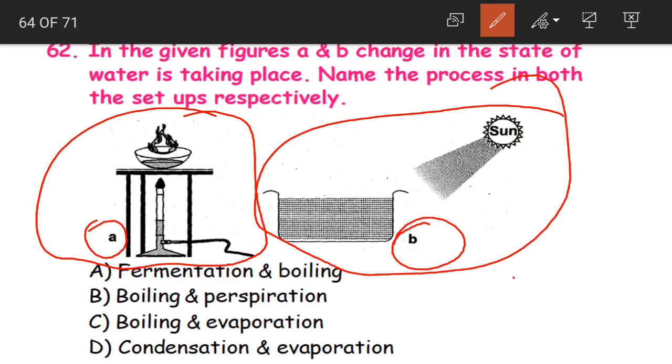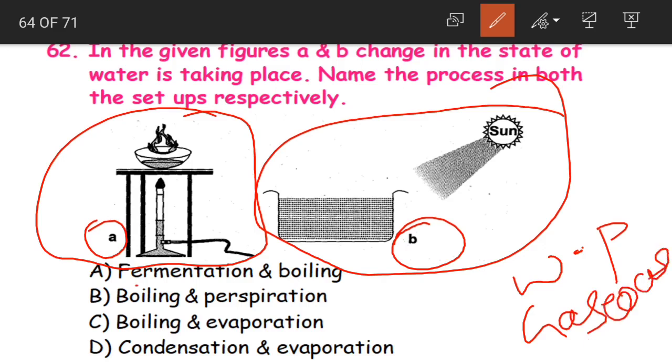The change in the state of water is that the water is changing into water vapor. That is the gaseous stage. But the processes are different. So what are they? Either fermentation and boiling, or boiling and precipitation, or boiling and evaporation, or condensation and evaporation. And the answer is C, that is boiling and evaporation.